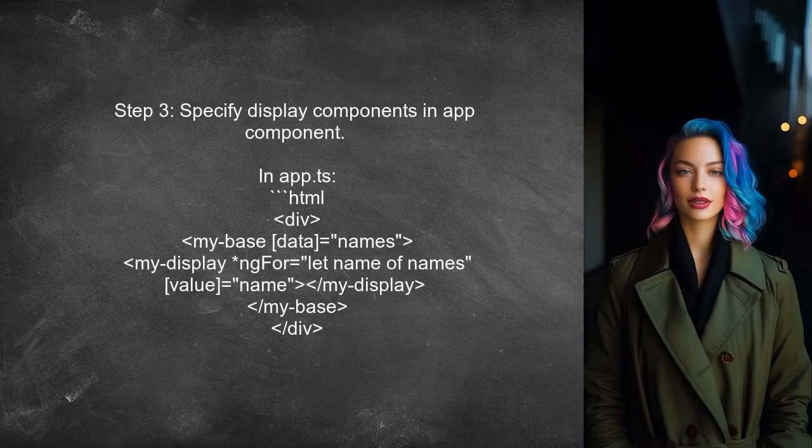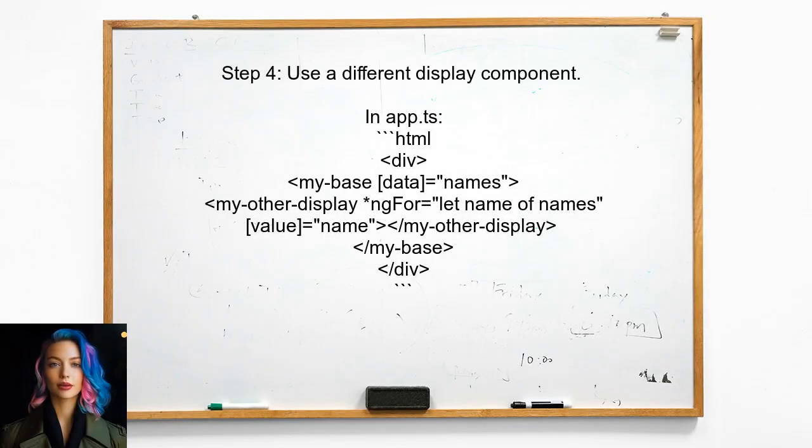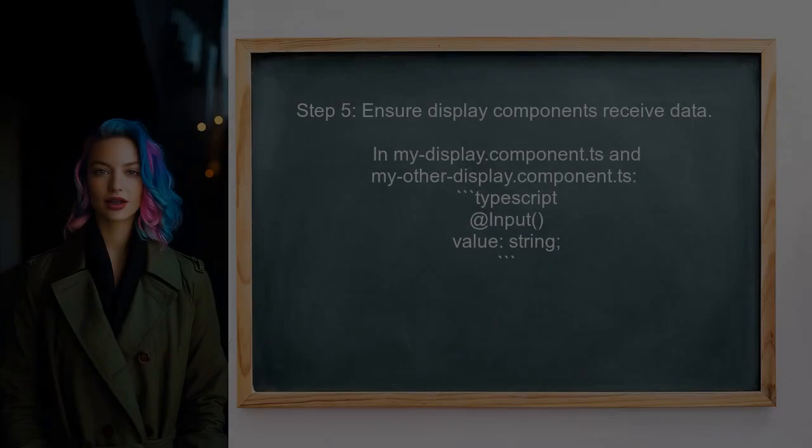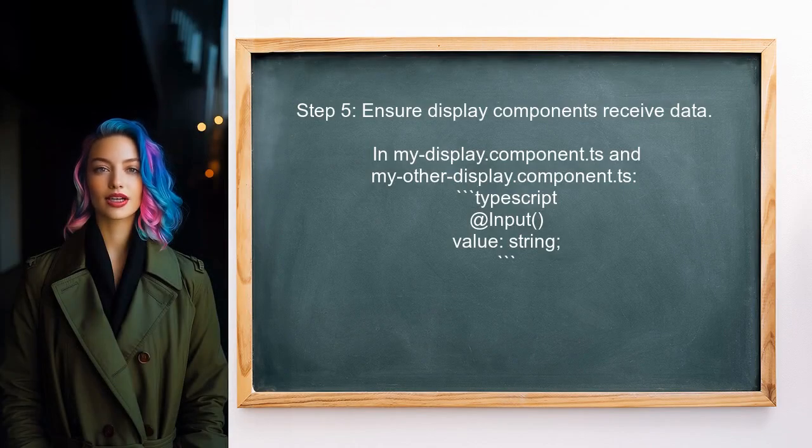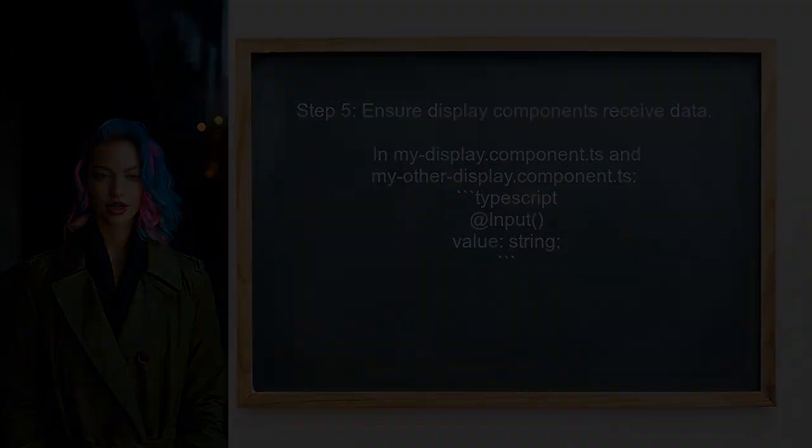Now, in the app component, the user can specify which display component to use by placing it inside the myBaseComponent tags. This allows for flexibility in choosing the display component. Alternatively, if the user wants to use a different display component, they can simply replace it in the app component without changing the base component. Finally, the user should ensure that both display components are set up to receive the data correctly. This will allow them to display the data as intended.